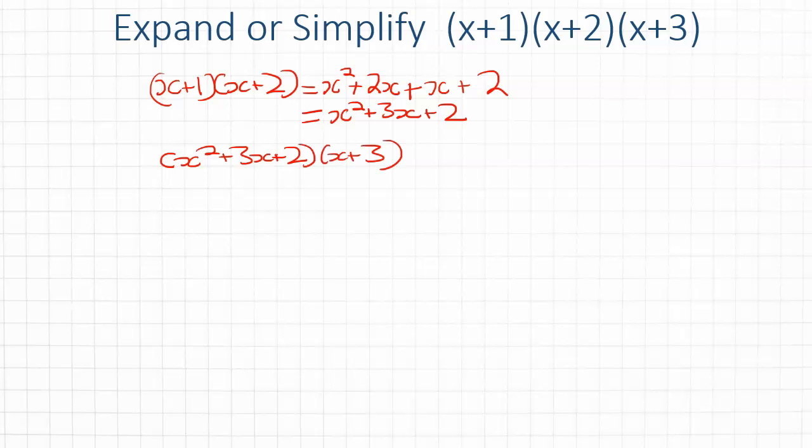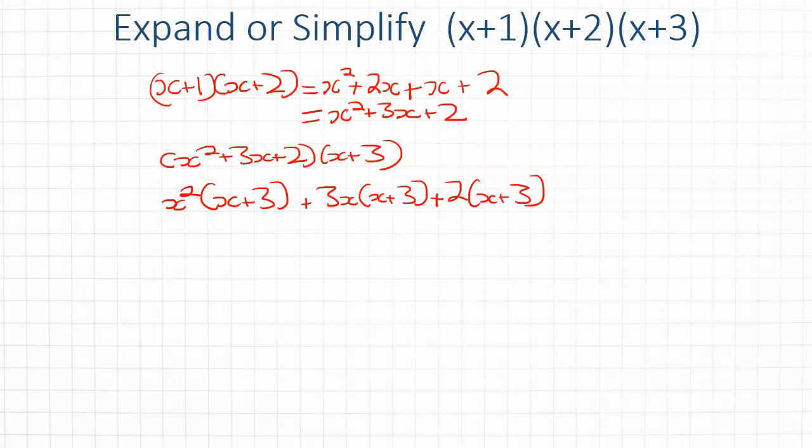As in the cubed brackets case, this entails multiplying each term in x squared plus 3x plus 2 by x plus 3. So we have x squared times x plus 3 plus 3x times x plus 3 plus 2 times x plus 3. X squared times x plus 3 is x cubed plus 3x squared. This is added to 3x times x plus 3, which is 3x squared plus 9x, which is added to 2 times x plus 3, which is 2x plus 6.